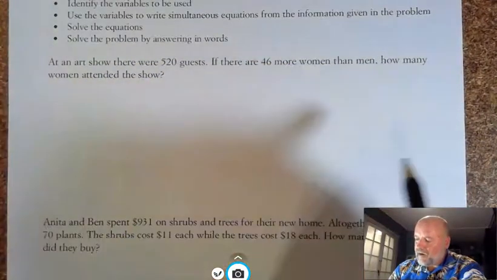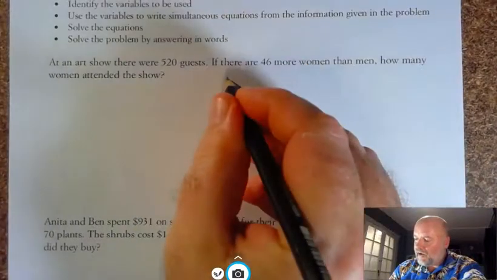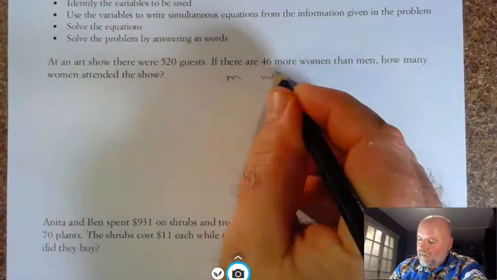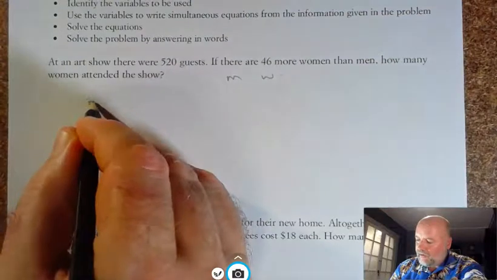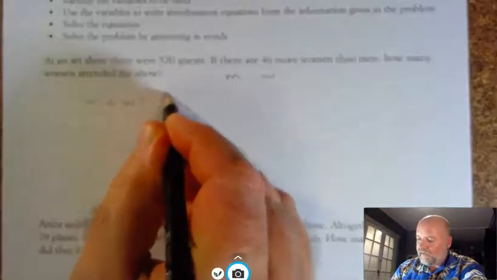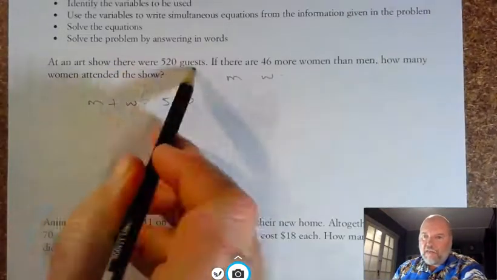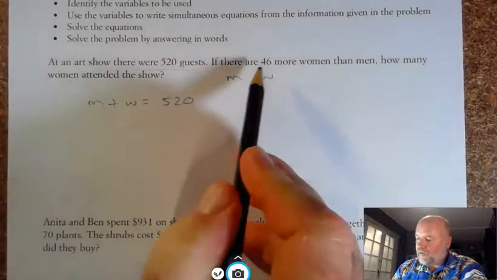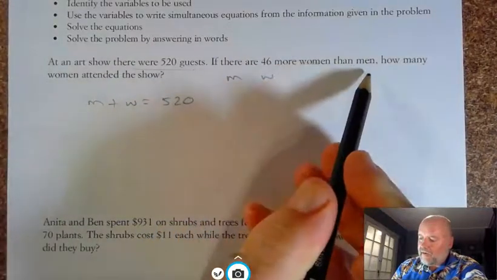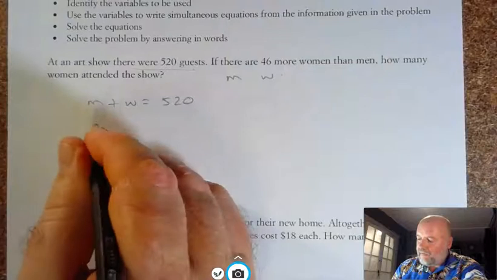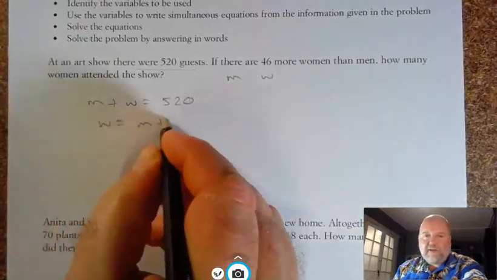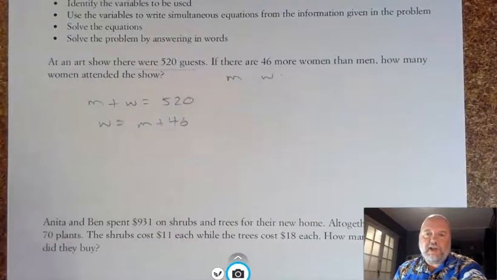So it looks like there's men and women. So I'm going to make my two variables M and W. Now we know all the men plus the women is equal to 520. That's that first little part there. We also know that there are 46 more women than men. So that means that women has to equal men plus 46. So there's always two equations that you should be able to write. And so you get the information out you need to write them both down.